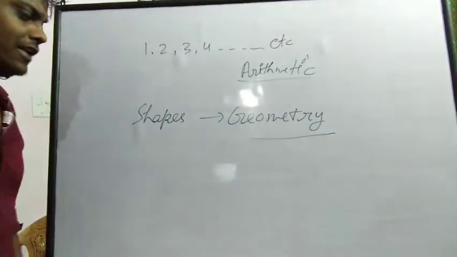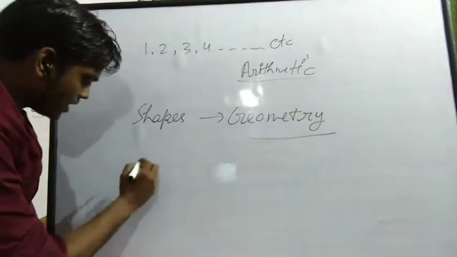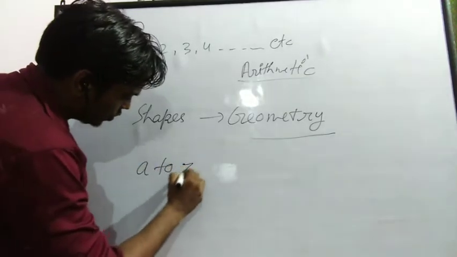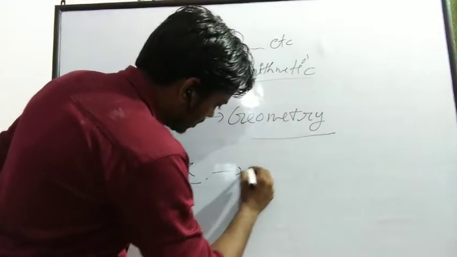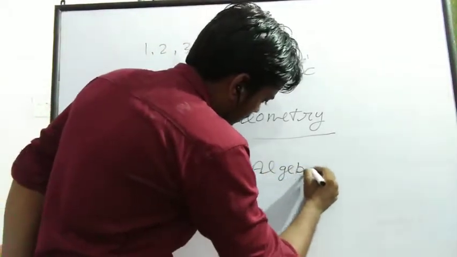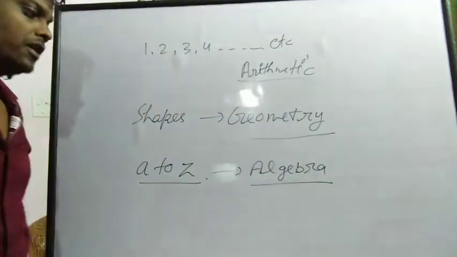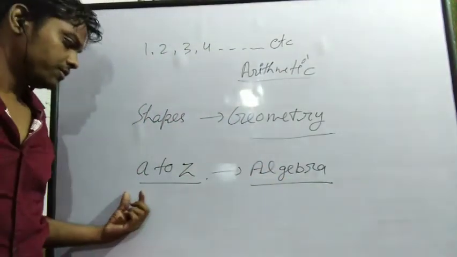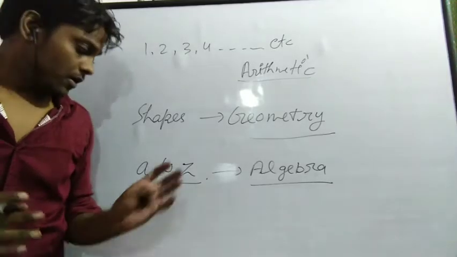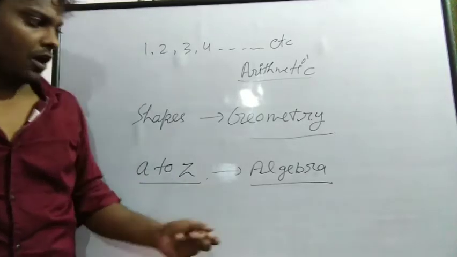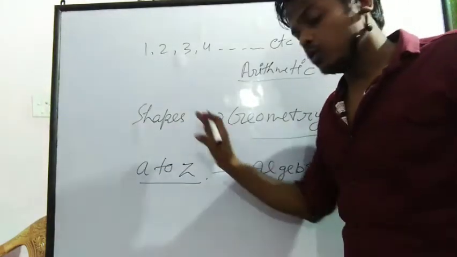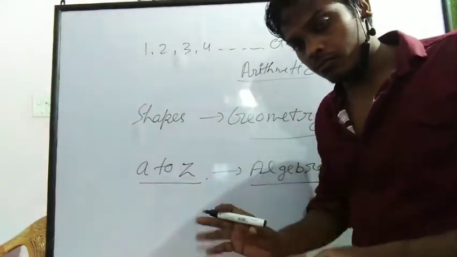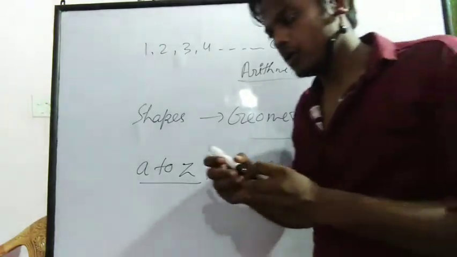Now we will study alphabets from A to Z, and that branch of mathematics belongs to algebra. What is the meaning of that? It means in algebra we will study this A to Z alphabets. Now we will see what is the advantage of algebra, how we can use these alphabets in algebra.